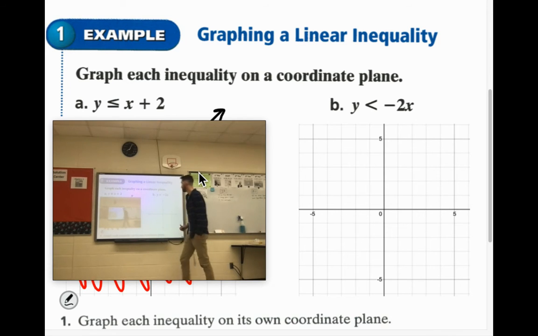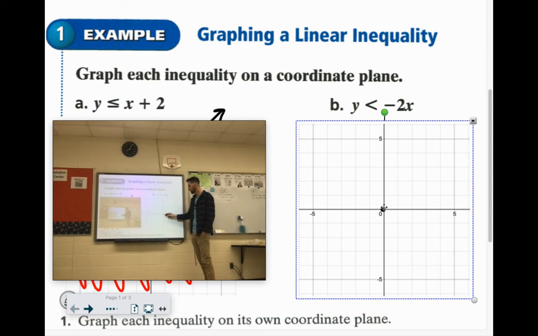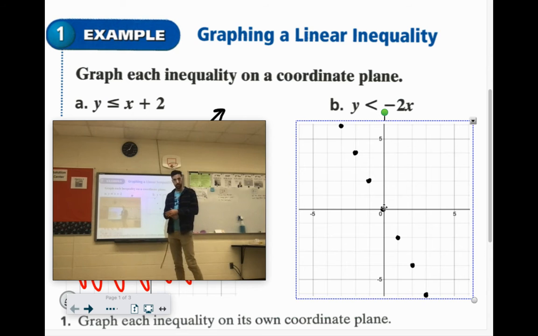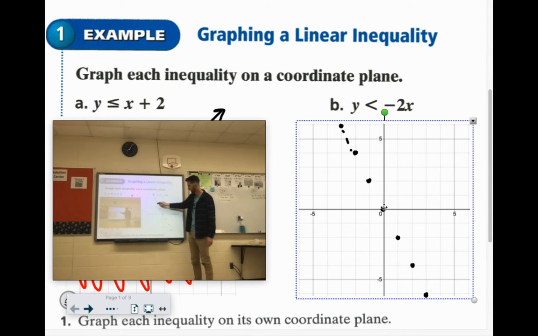Let's try another one. y is less than negative 2x. The y-intercept is 0, and the slope is negative 2, so you go down 2, right 1. If you wanted, you can go up 2, left 1, but that could get a little dicey, so just be careful. Now this one is just less than, so this one will have a dashed line or a dotted line, however you want to say it or think about it.